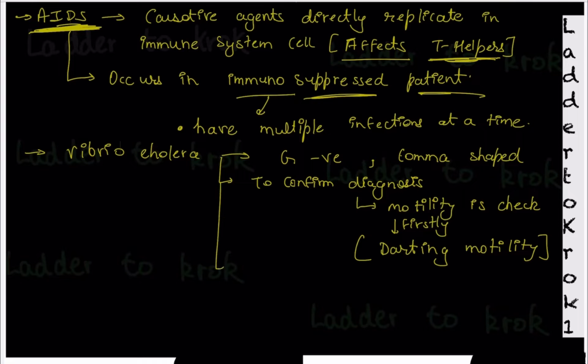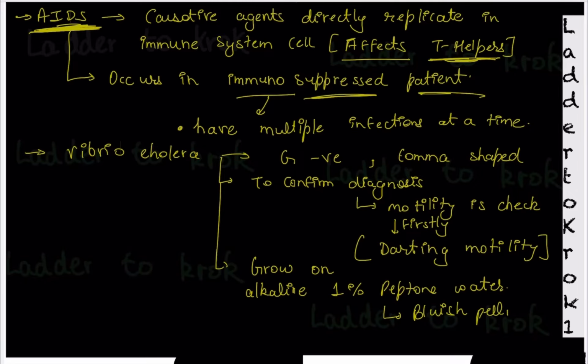And how do we grow this? It can be grown or cultivated on alkaline 1% peptone water, and then it will give colonies like a bluish pellicle form. Also, remember this point, it is positive to Inaba diagnostic serum.